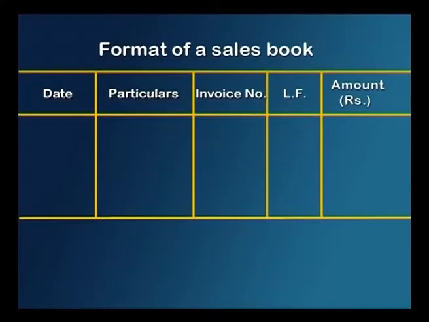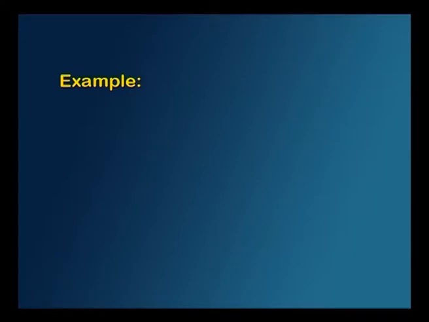The reason for having one amount column is that this account will record only credit sale of goods, which shall always be credited. So, the basic nature of this book is credit. Now, let us understand recording the transactions in the sales book of a firm with the help of an example.